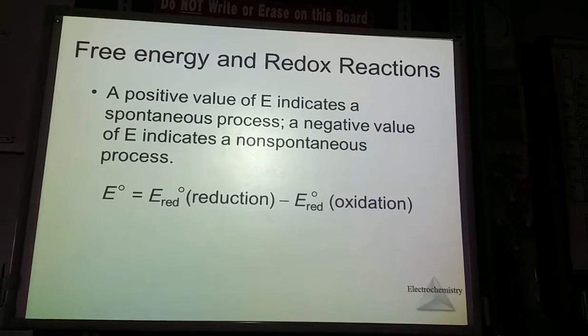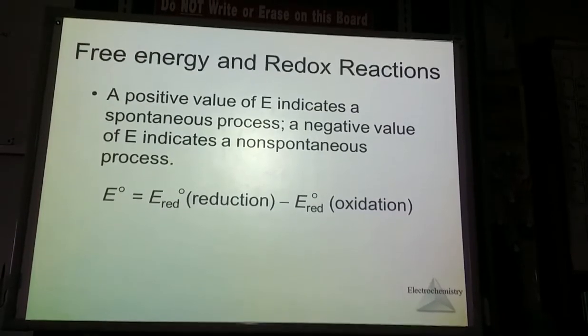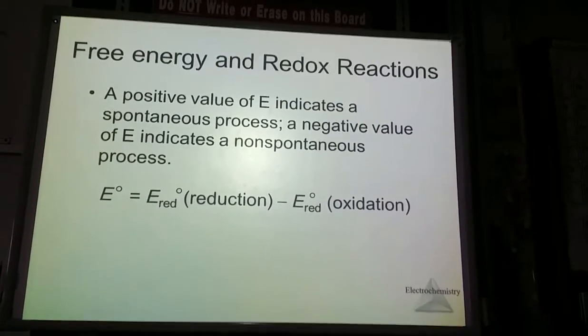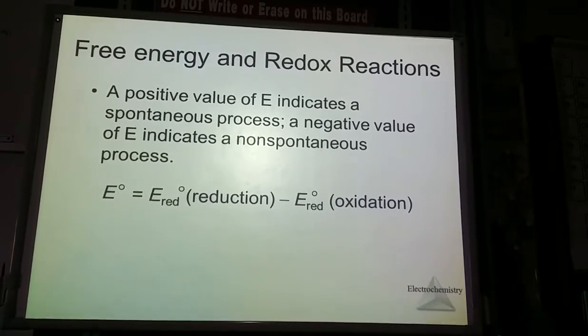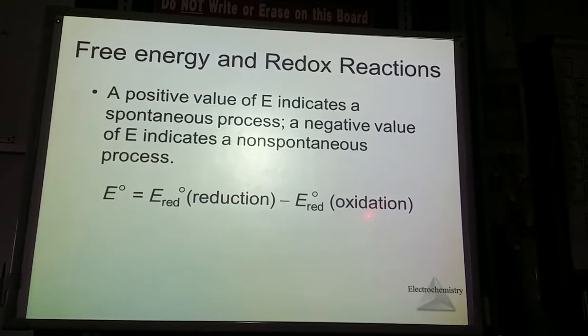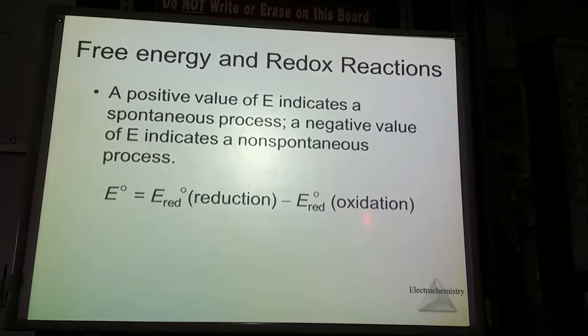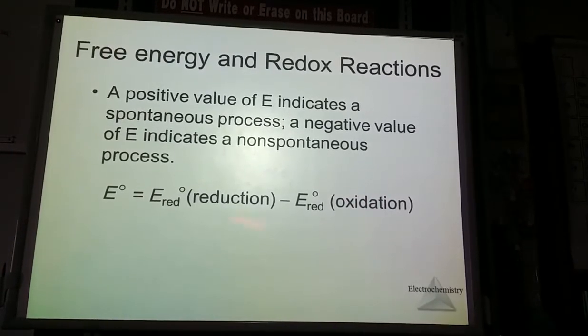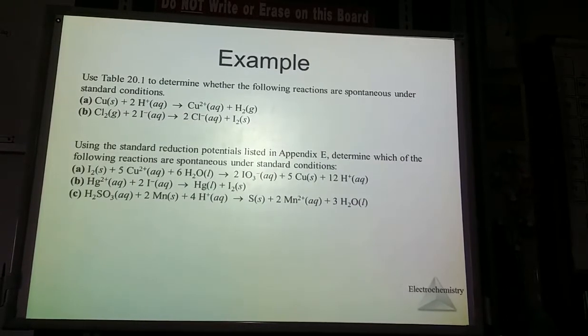A positive value of E indicates that a spontaneous process occurs. Guess what? We already talked about it. Negative value of E indicates that a non-spontaneous process occurs. So this is the exact same thing. The cathode is where reduction is happening. Anode is where the oxidation reaction is happening. So same formula, same idea of what we've been doing. These are just asking you whether these reactions would be spontaneous or non-spontaneous.